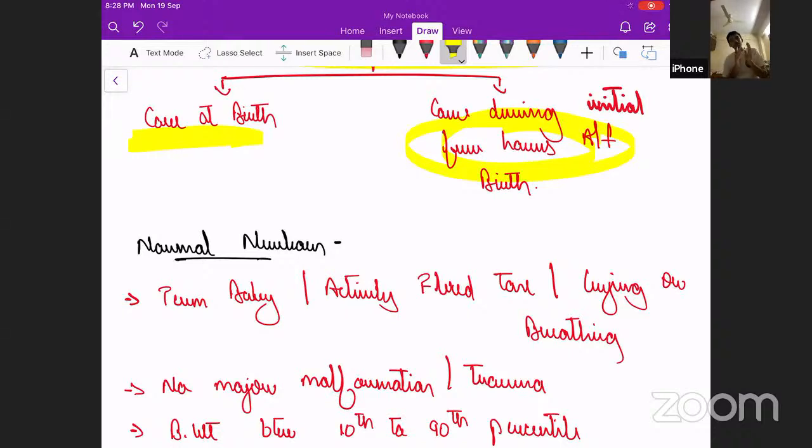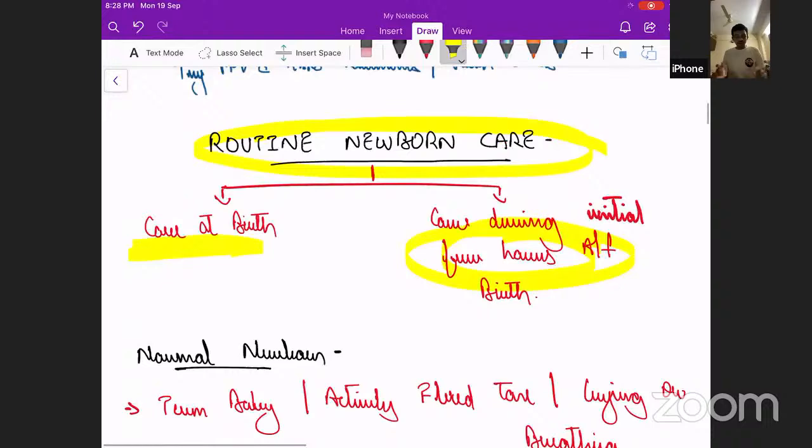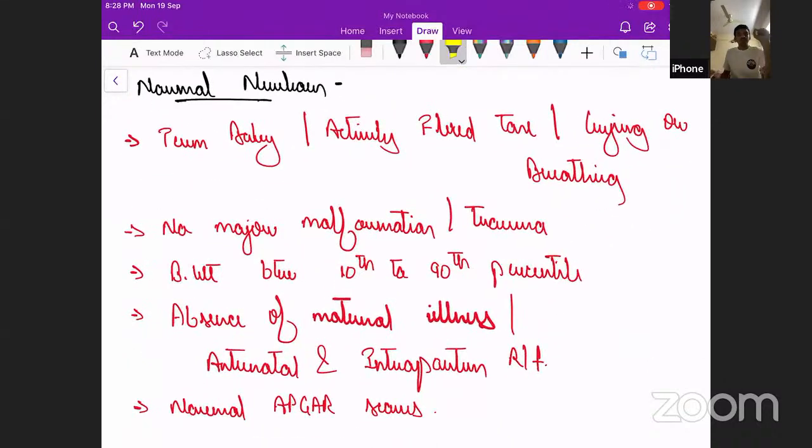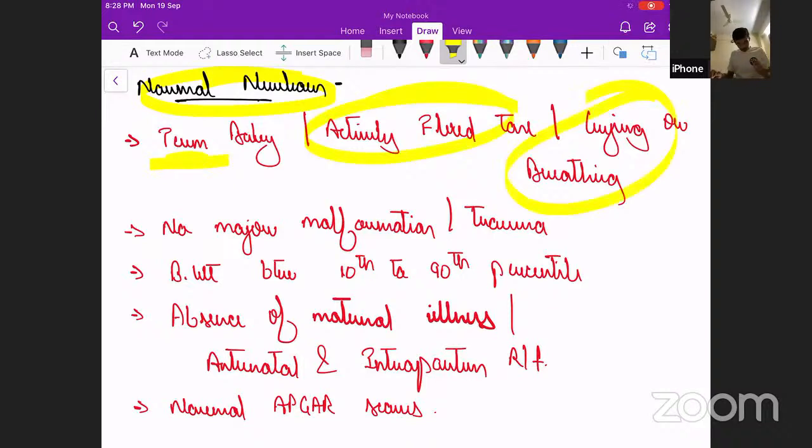If the answer to all three questions is yes, then we move ahead and come up to giving routine newborn care. Correct. So this routine newborn care is usually given to a normal newborn. Now, the next question that automatically arises is, whom do we call a normal newborn? They have to be term baby with actively flexed tone, and they should be crying or breathing as we did in that initial assessment.